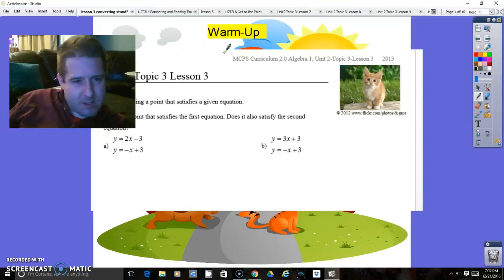And in this lesson, we are going to start off with systems of equations. We're going to find a point that satisfies the first equation, and does it also satisfy the second equation?